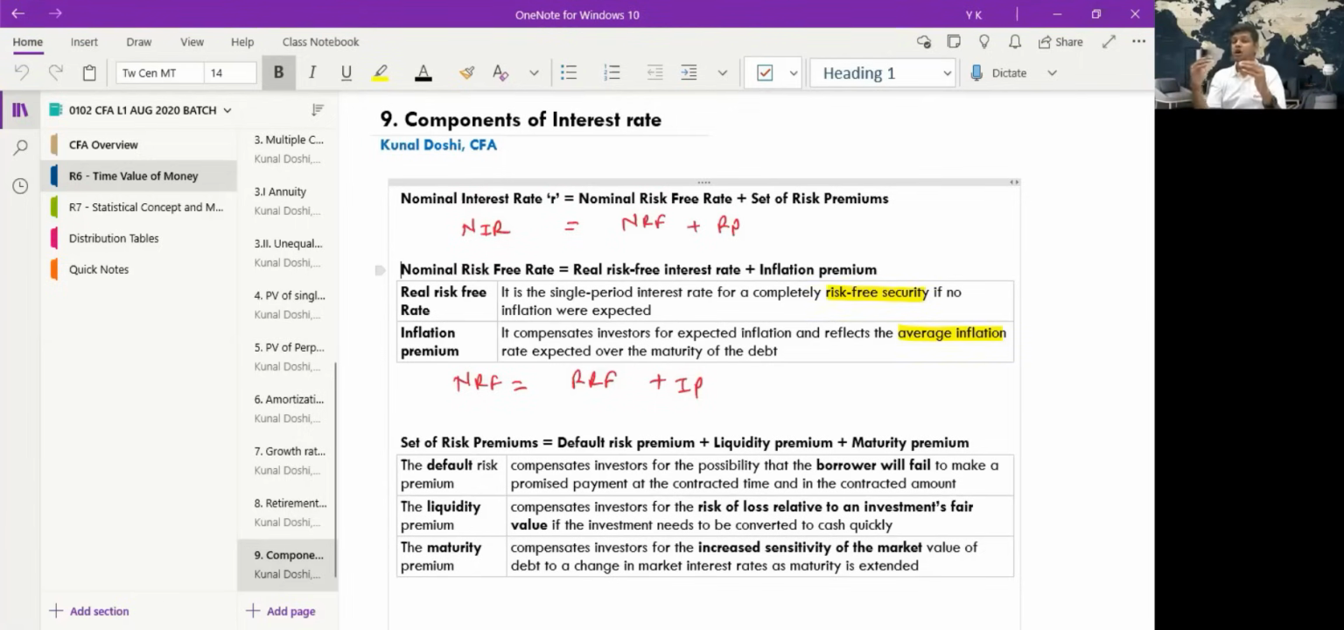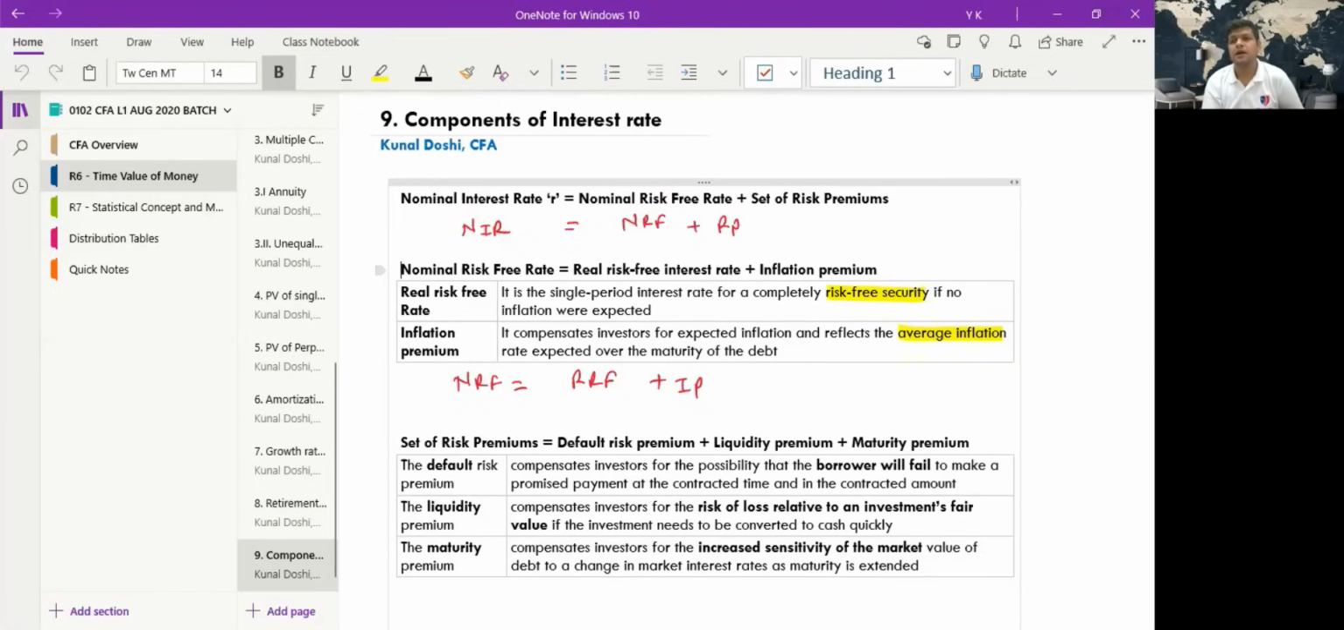Why? Because the nominal rate is a combination of nominal risk-free plus risk premium, everyone. So if inflation increases, what will increase? Nominal. There are two nominals here, say it completely. So if inflation increases, your nominal risk-free rate will increase. And if your nominal risk-free rate increases, then your nominal interest rate will increase. Clear? So banks will automatically increase the interest rate because of the rise in inflation.